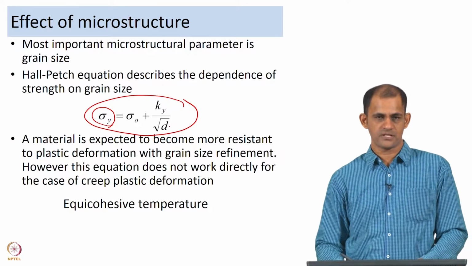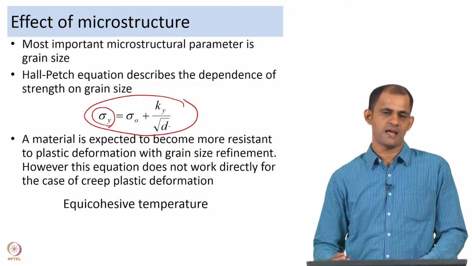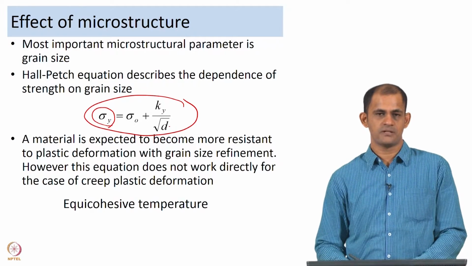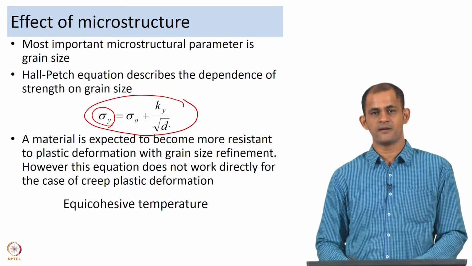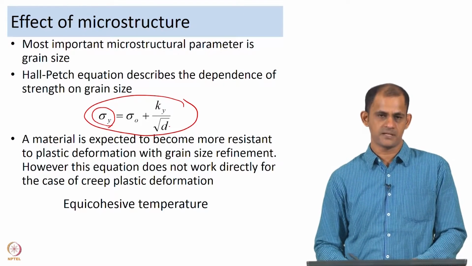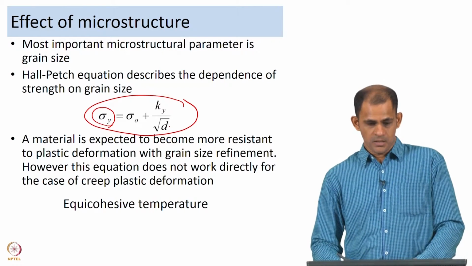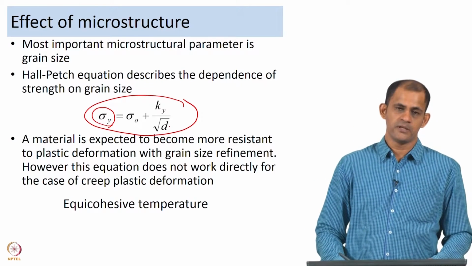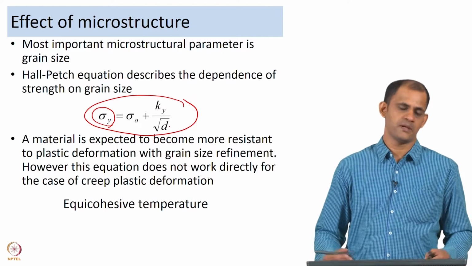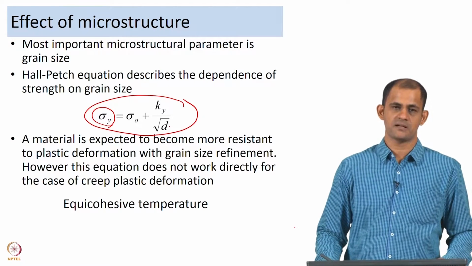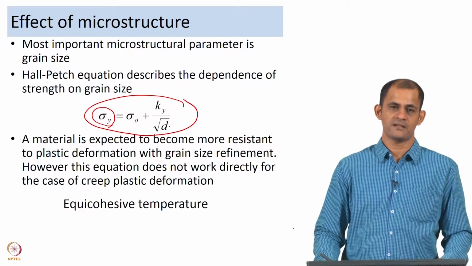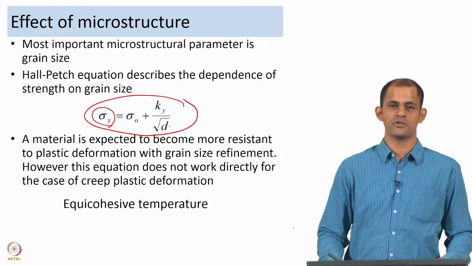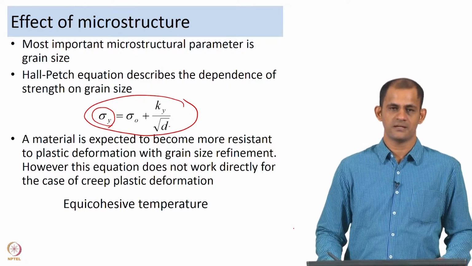However, what is very interesting is that the Hall-Petch equation does not directly work when you are talking about creep deformation conditions. So, this equation fails to explain the kind of behavior the material exhibits during creep conditions. What happens is, during creep conditions, it has been observed in a large number of studies that as you refine the grain size, in fact the material is going to creep more. So, the strain rate of creep deformation is going to increase as you reduce the grain size.